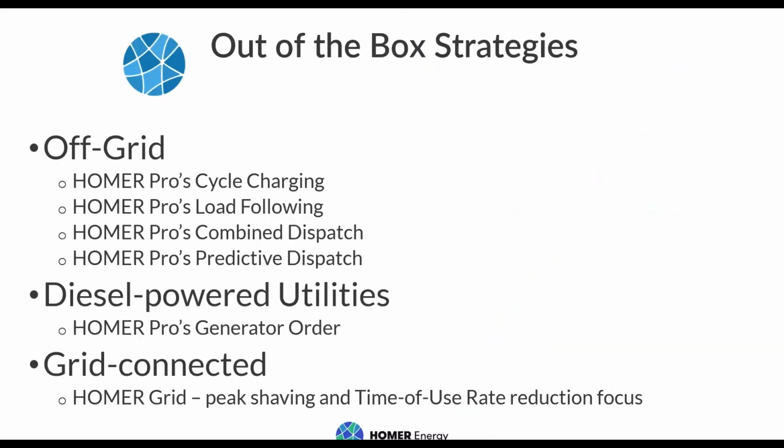These are the strategies, just quickly, that are already in HOMER that you can get straight out of the box, 5 in HOMER Pro and 1 in HOMER Grid. The first 4, cycle charging, load following, combined, and predictive, are all used mainly for purely off-grid systems. Some of them, particularly the predictive one, has only 1 gen set. Then we introduced a generator order dispatch for island utilities or small utilities that have multiple generators. And then, of course, the peak shaving dispatch in HOMER Grid.